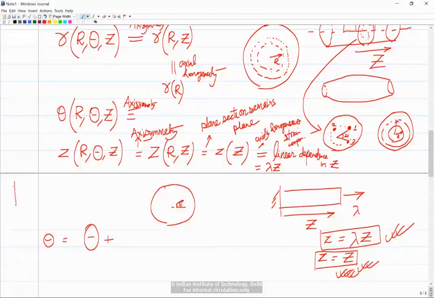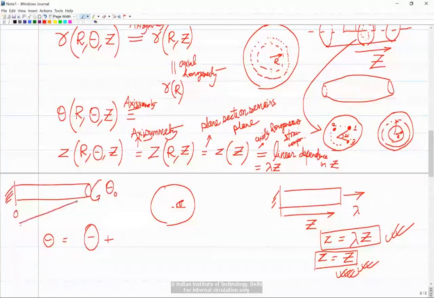For example, you think of a beam which is clamped at one end and you are rotating here by big theta naught. Then here the rotation is 0 and here it is big theta naught. So it varies linearly. It starts from 0 and ramps up to big theta naught. And the rate at which it is rotating, that is called twist, isn't it? You must have learned in your strength of materials class.